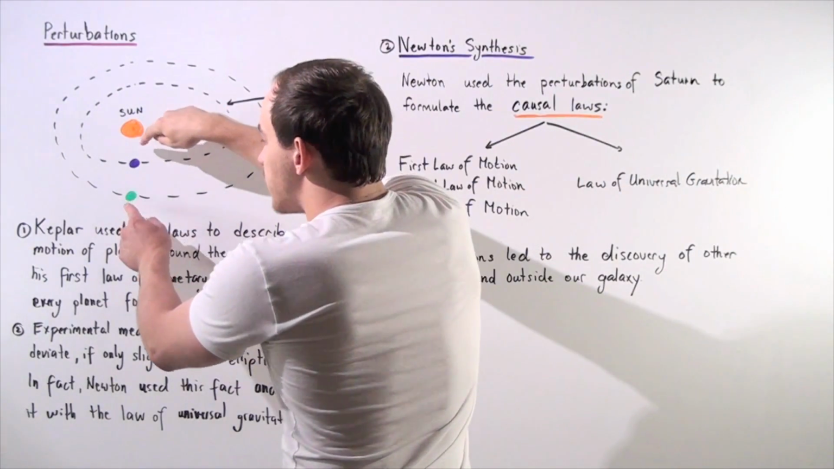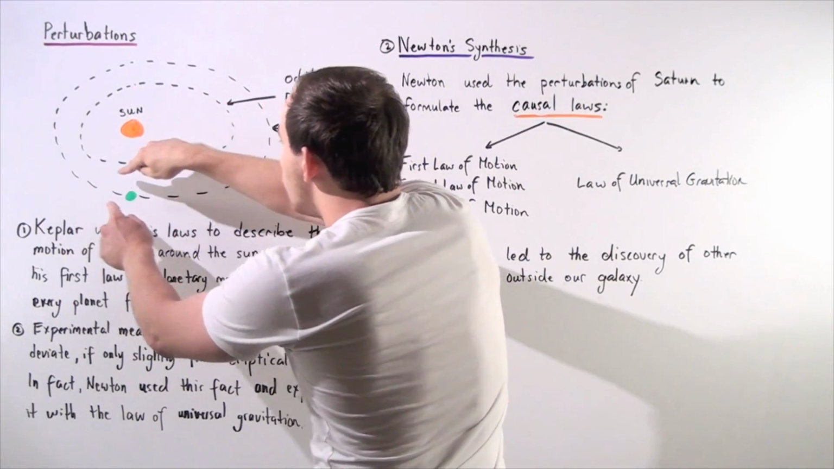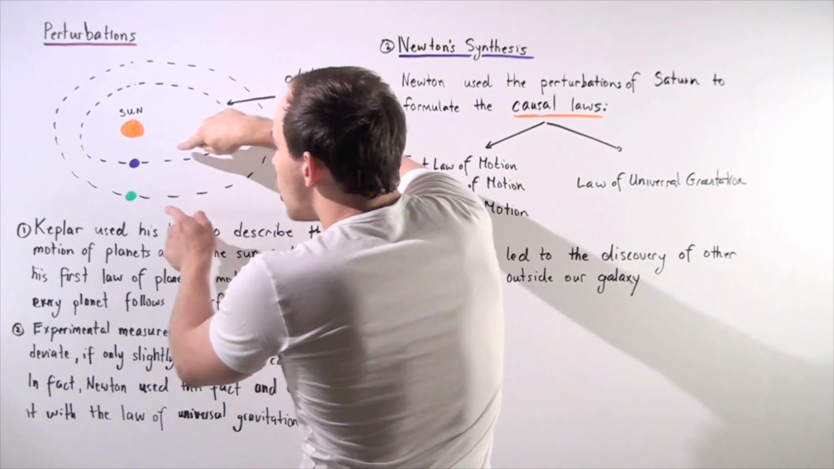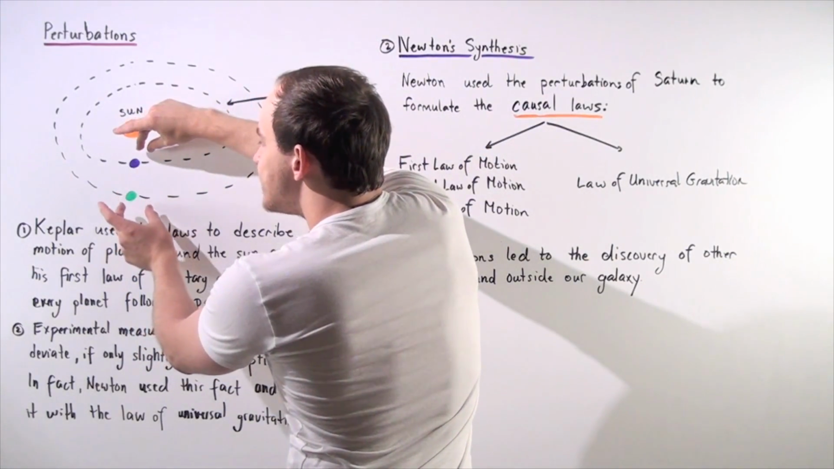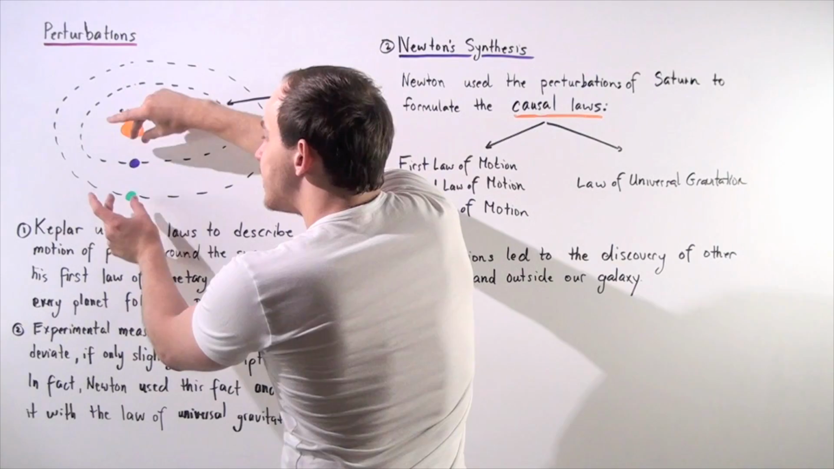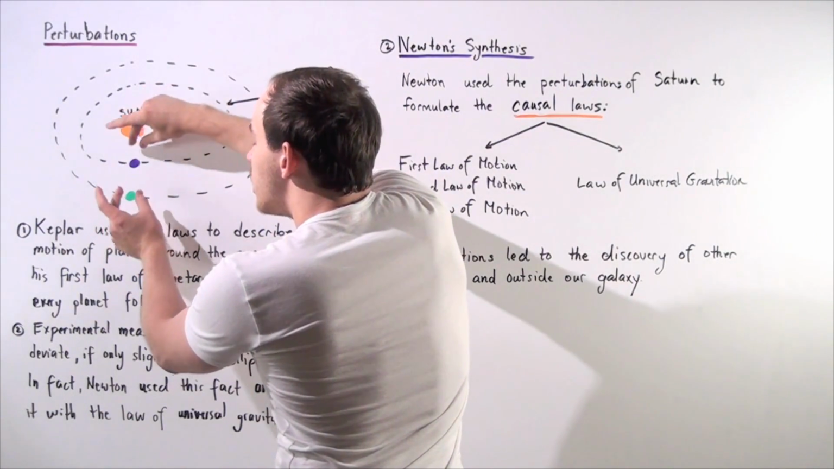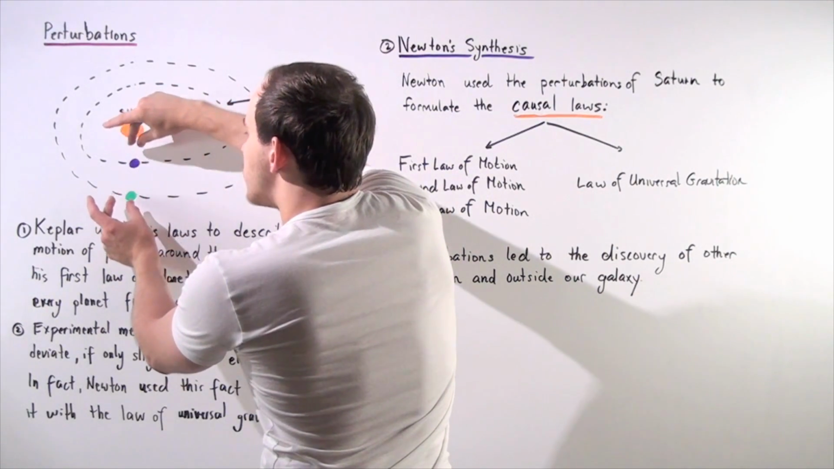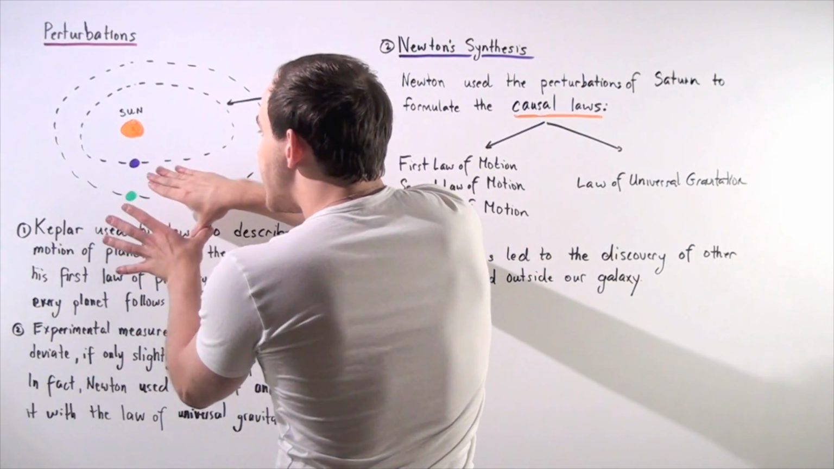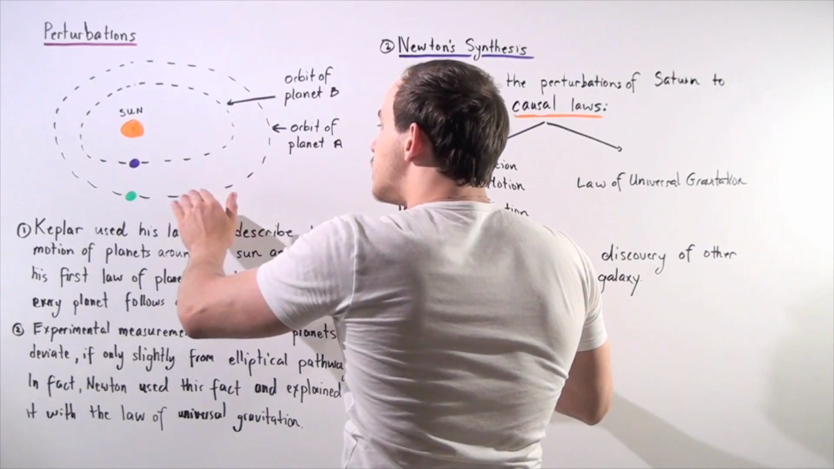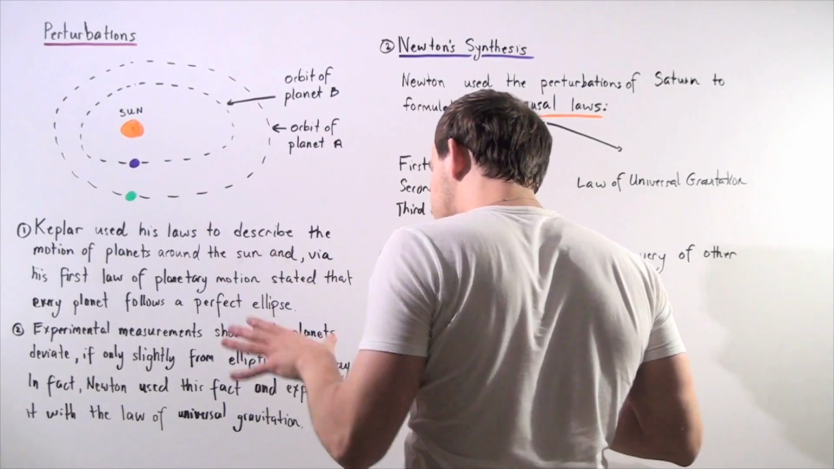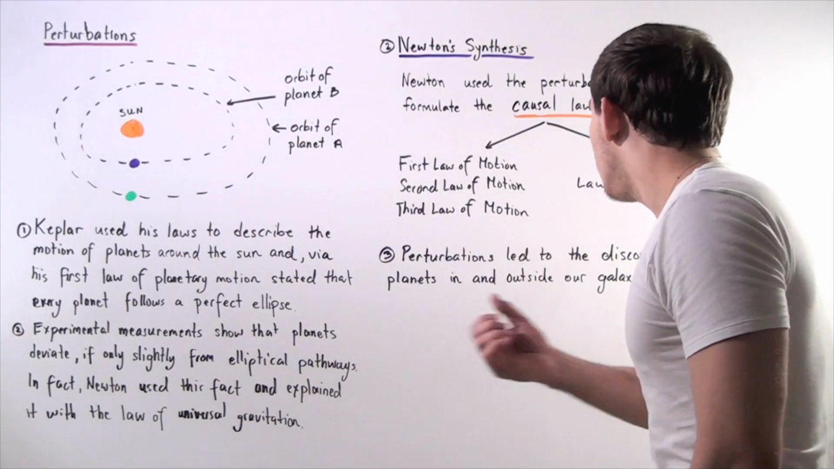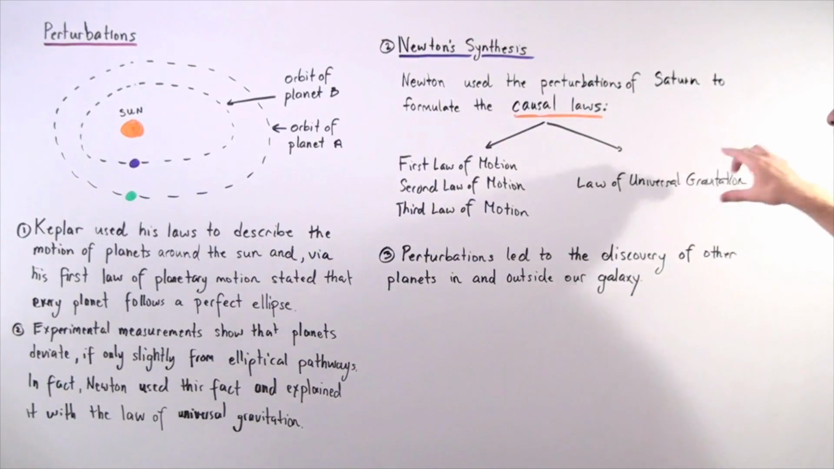So when two objects, planet A and planet B, are moving in the following elliptical pathway, and when they get close to one another, what happens is these planets exert an attractive force on one another. They pull on one another, and they bring each other closer to one another. And this deviates from the elliptical motion, and this is known as perturbation. So once again, perturbations are a direct result of the law of universal gravitation.